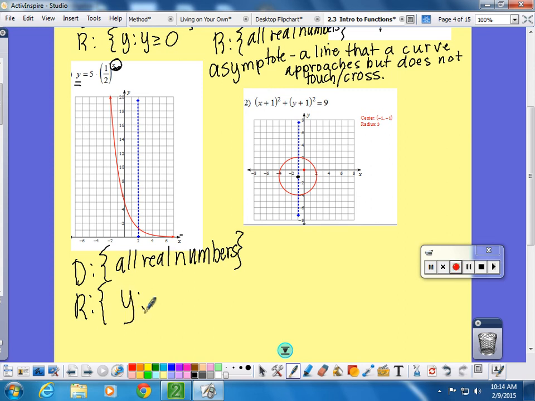y is greater than 0. Right? Well, can I just say greater than zero, but not or equal to zero? Because you could get very, very, very close to zero. You just can't get to zero.